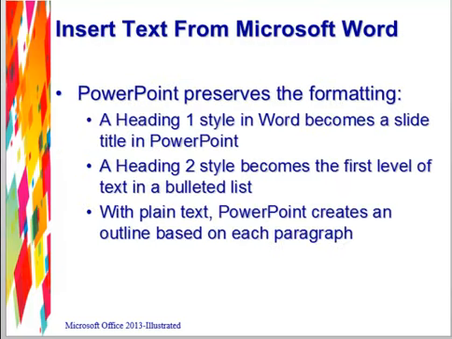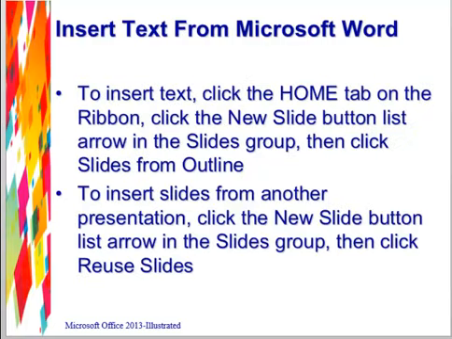So if you're going to pull a file and insert that text, PowerPoint preserves the formatting. Heading 1 style in Word becomes the title slide for the PowerPoint. Heading 2 becomes the first level of text, and plain text becomes lower level text. To insert the text, you click on the Home tab on the ribbon, click the New Slide button list arrow in the Slides group, and then click Slides from Outline.